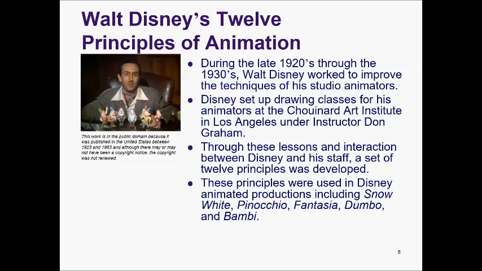During the late 1920s through the 1930s, Walt Disney worked to improve the techniques of his studio animators. Disney set up drawing classes for his animators at the Chouinard Art Institute in Los Angeles under instructor Don Graham. Through these lessons and interactions between Disney and his staff, a set of 12 principles was developed. These principles were used in Disney animated productions including Snow White, Pinocchio, Fantasia, Dumbo, and Bambi.